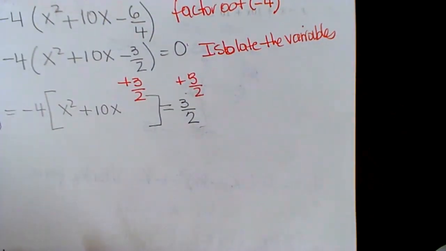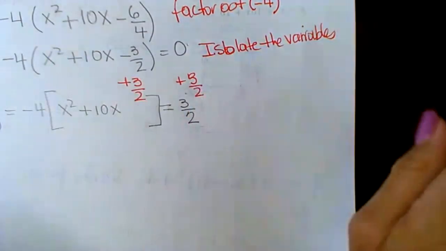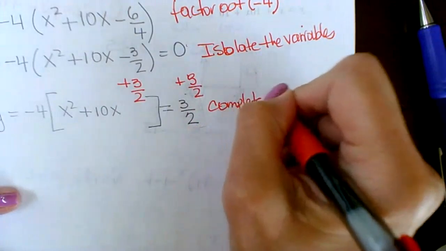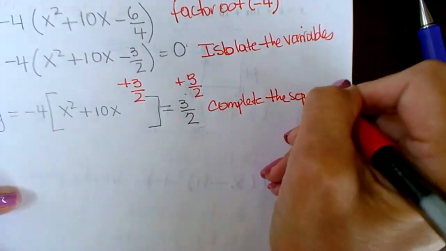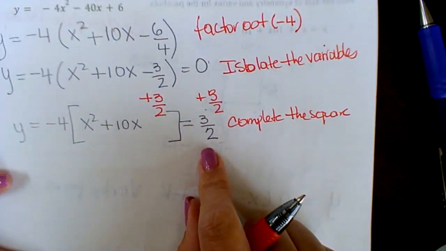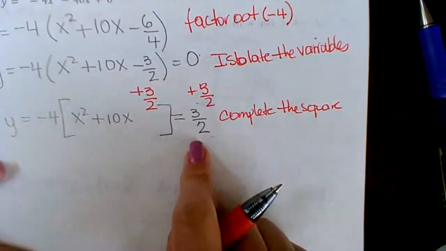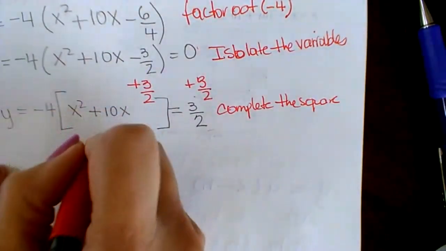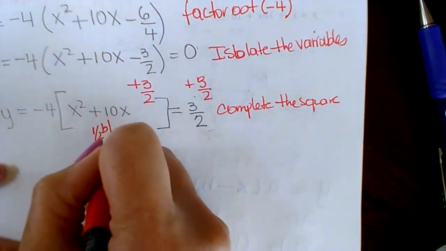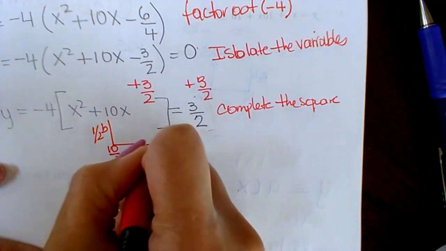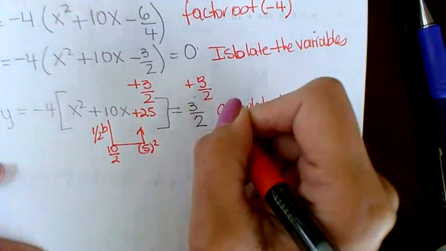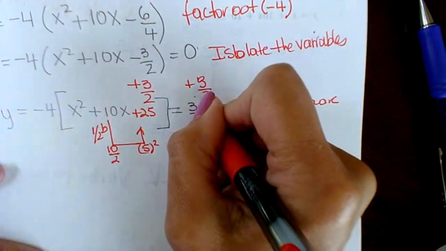Now we're going to complete the square right there. Don't forget that I need to see the work that you guys do, doing exactly what I'm doing right now. So we're going to complete the square. This is going to be half of b, 10 divided by 2, that's 5 squared, plus 25. So we are adding 25 here.